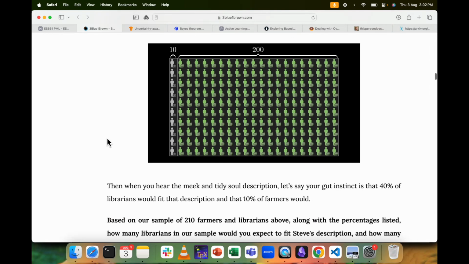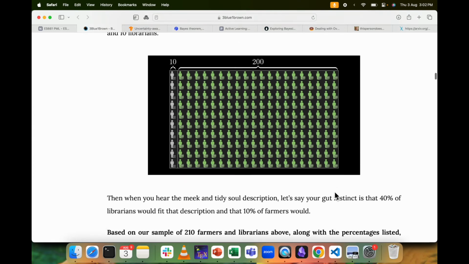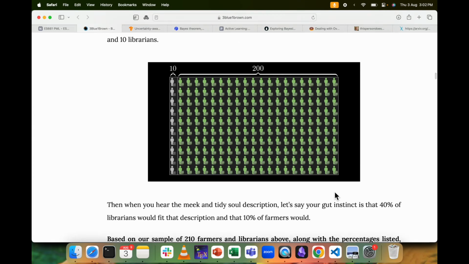Now, based on this meek, tidy description, we'd say that 40% of the librarians may fit that description. There may be some librarians who go beyond the obvious description, but 40% of them will fit this bill. Whereas with the farmers, maybe that's just 10%. There is a very small subset of the farmers. How does knowing these 40 and 10% numbers and the fact that the ratio is 20 to 1 change your beliefs?